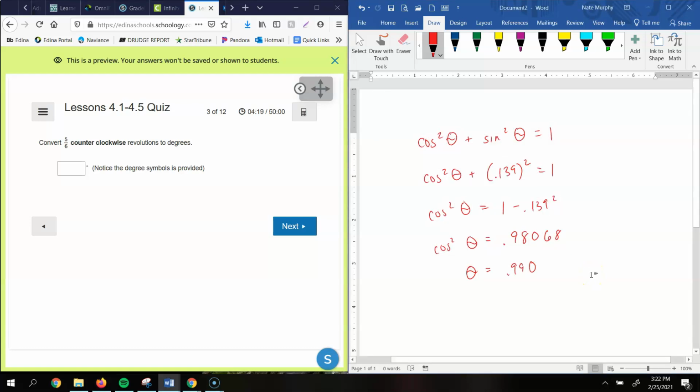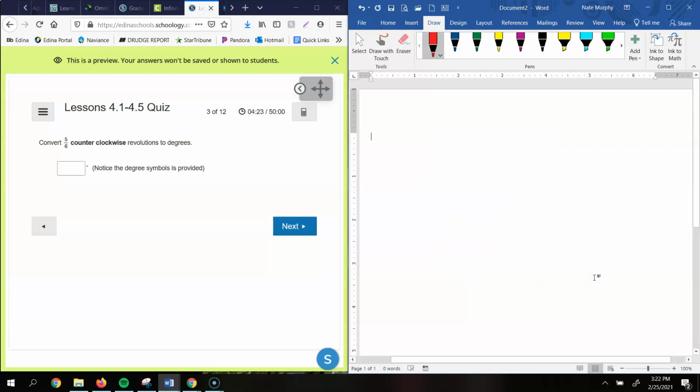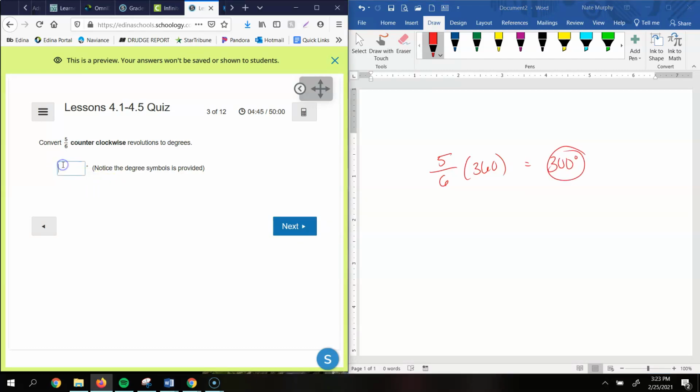All right, so this one says convert 5/6 of a counterclockwise revolution to degrees. Now remember, if it's a counterclockwise revolution, that means it's going to be a positive revolution, and one revolution is 360 degrees. So we're going to take 5/6 of 360, which if you do that, you end up getting 300 degrees. So your answer is just 300 because the degree symbol is already included.